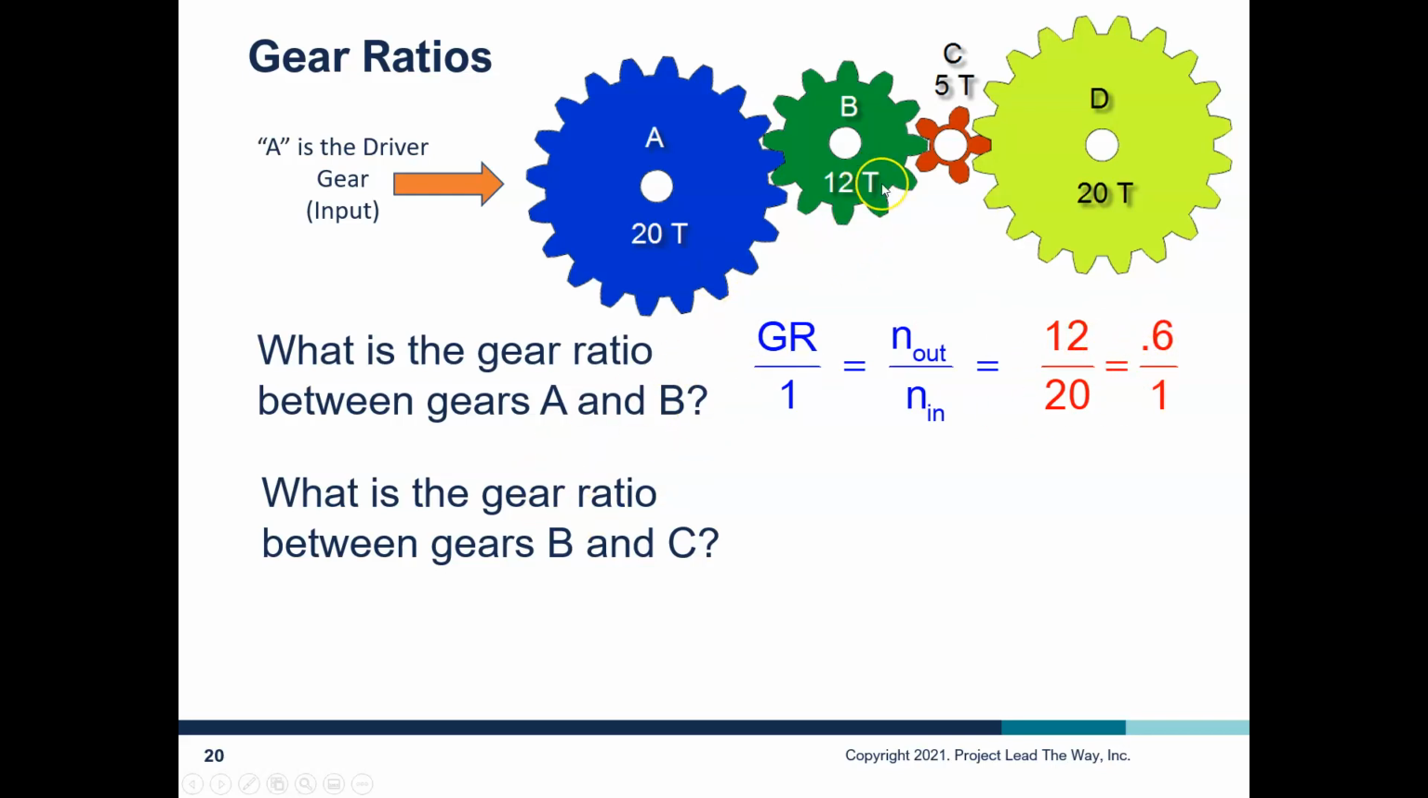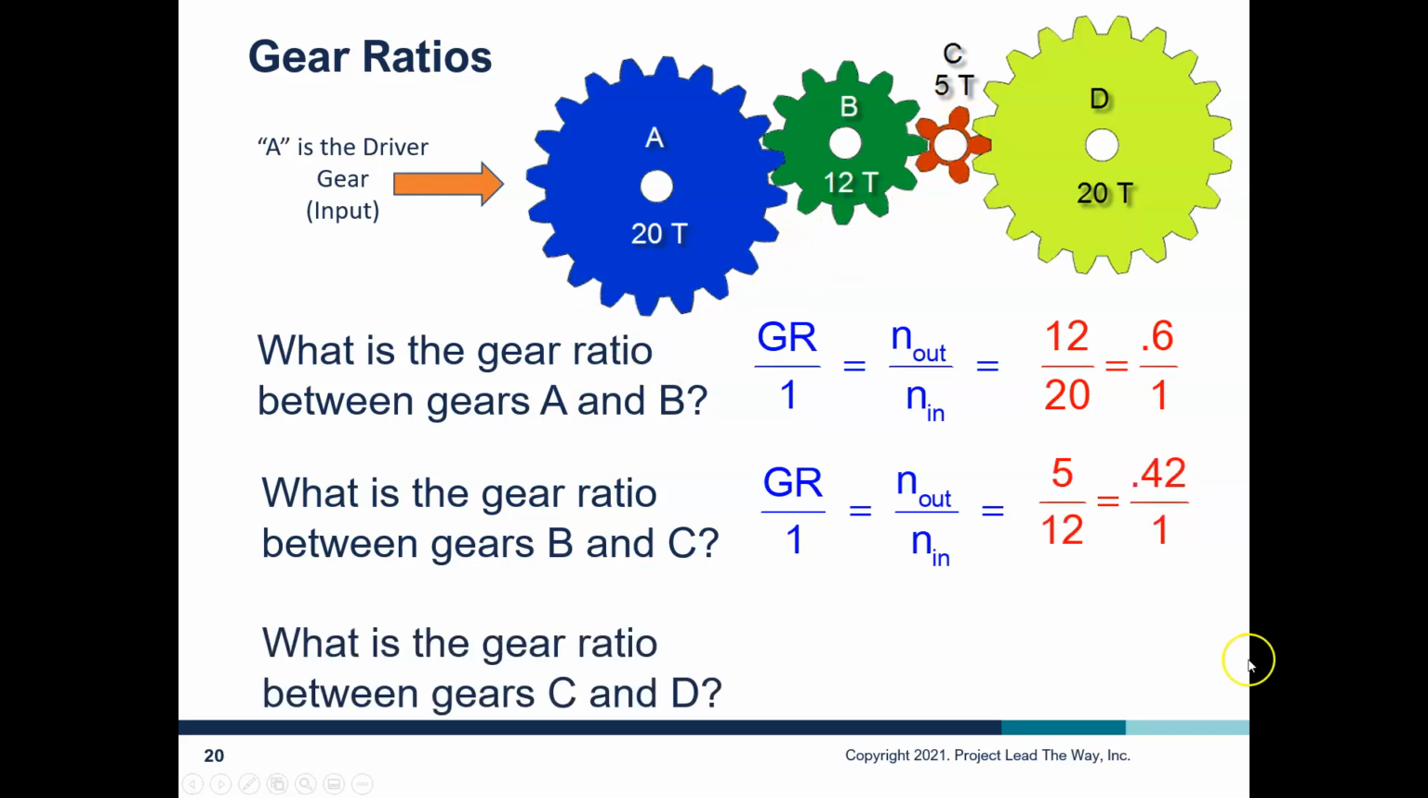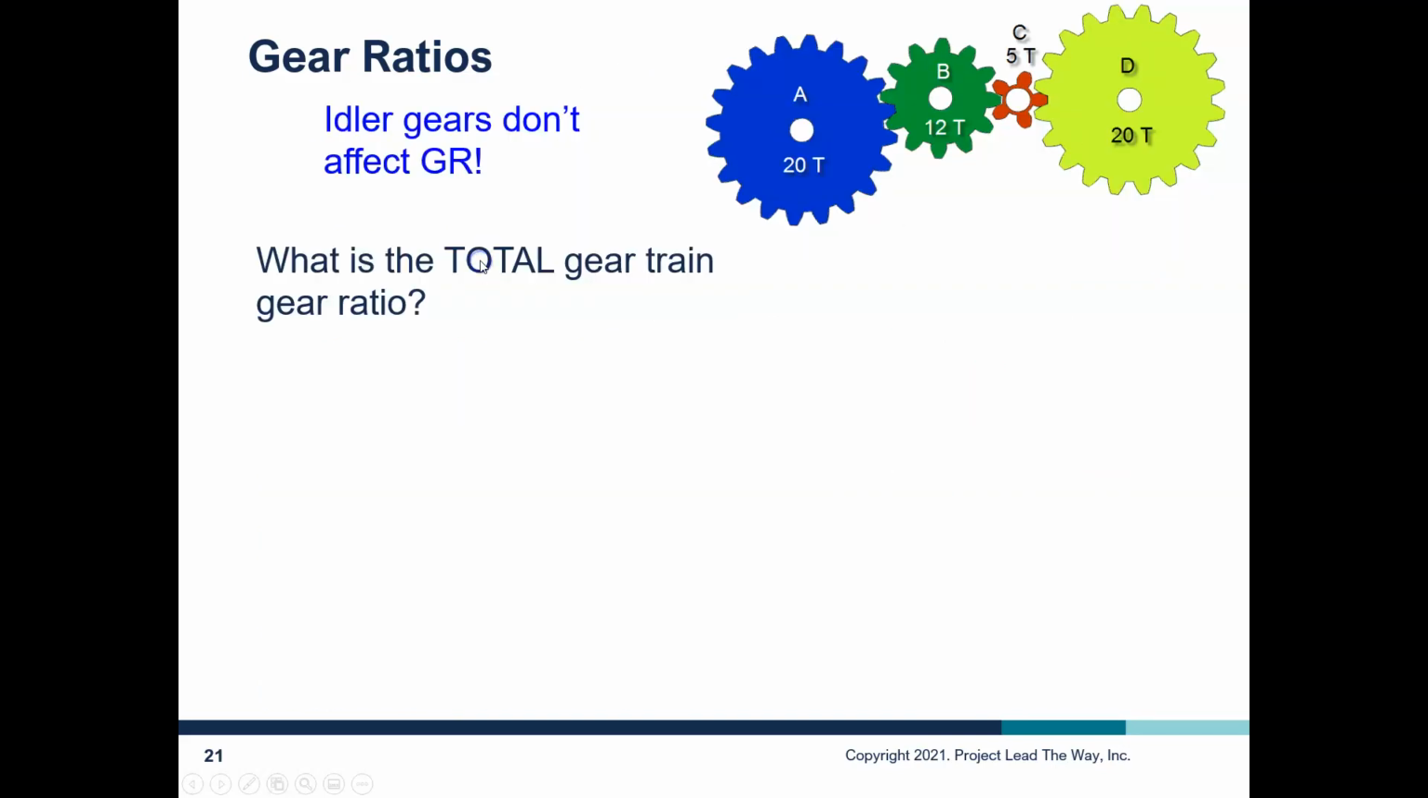What's the gear ratio between B and C? Again, the same kind of thing. This time, though, the B gear will be our in gear, and our output will be the 5-tooth, or the red gear. So we get 5 over 12, and when we factor that out, we get 0.42 over 1. And what's the gear ratio between C and D? Again, input, output, we put that 20 over 5, and we get a 4-to-1.